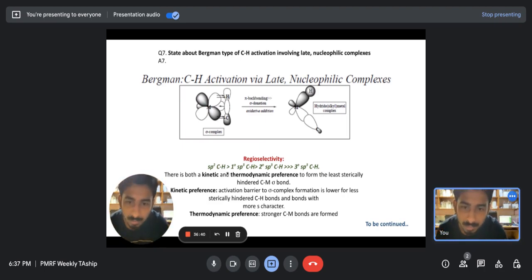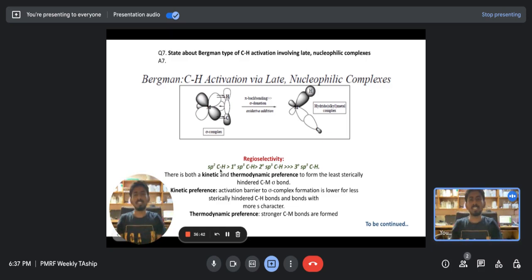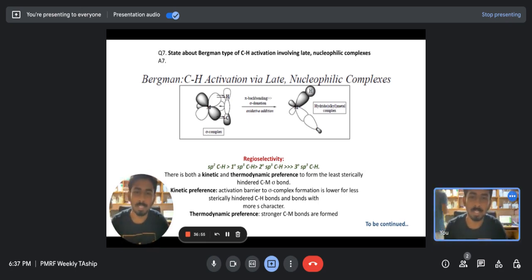You can see the sp CH bond regioselectivity is the highest for this metal hydrogen bond strength. Accordingly, you can also tell that the sp CH is the most prone towards this CH activation. Now, the kinetic preference is that the activation barrier to sigma complex formation is lower for less sterically hindered CH bonds, those with the most s character.